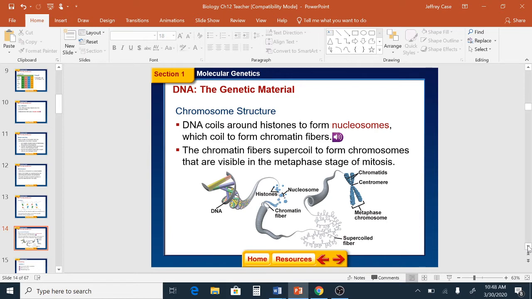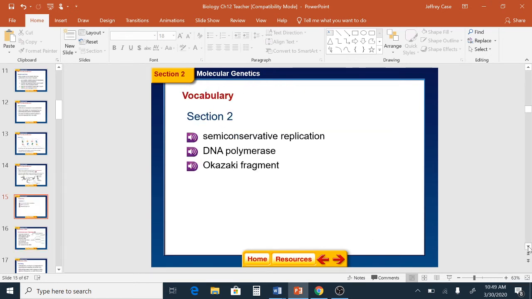So, going over the basics of the DNA structure, which then leads us to chromosome structure. DNA coils around histones, which are proteins, to form nucleosomes, which then coil to form chromatin fibers. The chromatin fibers supercoil to form chromosomes that are visible in the metaphase stage of mitosis. And that's it for section 1.